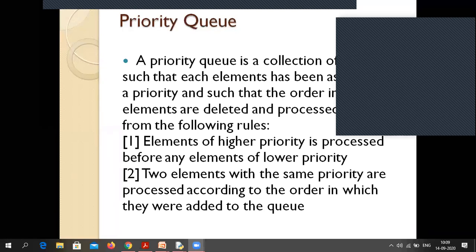Okay, can you give me any example? I think I have already discussed with you about the priority. Can you give me any example where you can use this thing, priority? Any real life example you can give me, or anything where it is being used in your computer?